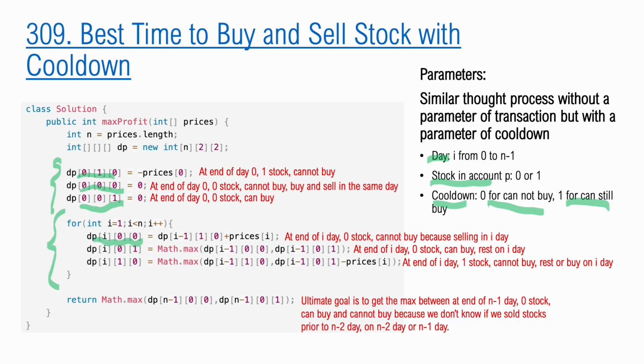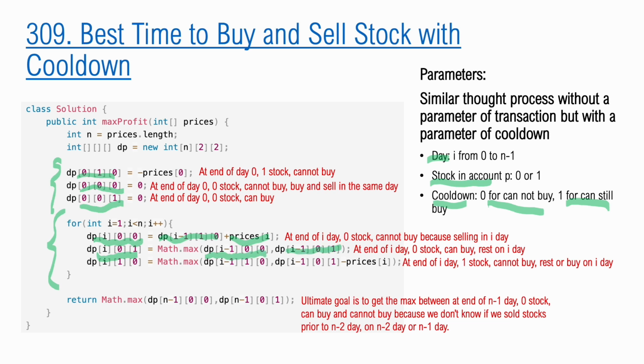DP[i][0][0]. It basically means that at the end of the ith day, you have no stock, you are in cooldown. So basically it means that you sold the stock today, right? Then it will be further based on the optimal solution of having the stock from the previous day. For DP[i][0][1], it means that you rested today, and it will be based on the optimal solution from the previous day. It's either [i-1][0][0] or [i-1][0][1].